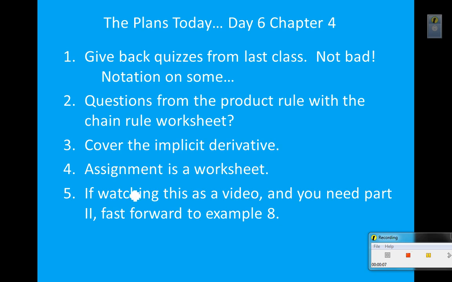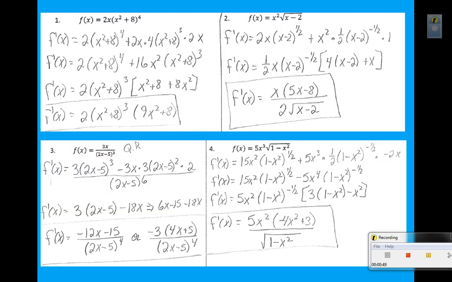What you guys will need to do is fast forward to example 8. You would have already seen all the other items. If you're watching this for the first part, you need to make sure that you have your note sheet in front of you, and then just hang with me because this day is quite a bit different. What I do is I talk about the implicit derivative today in comparison to the explicit derivative. So I'm going to jump right into the lesson.